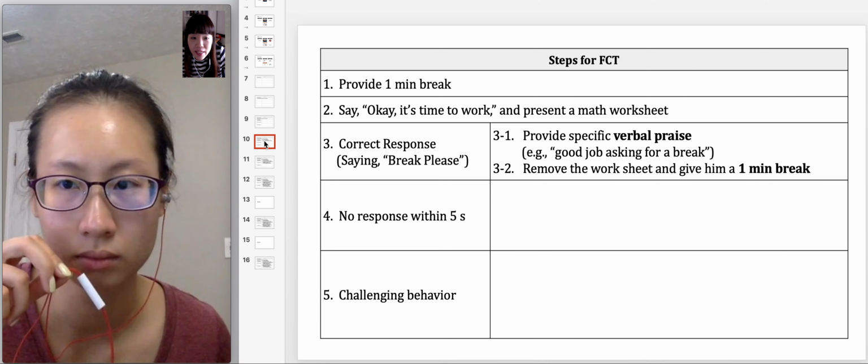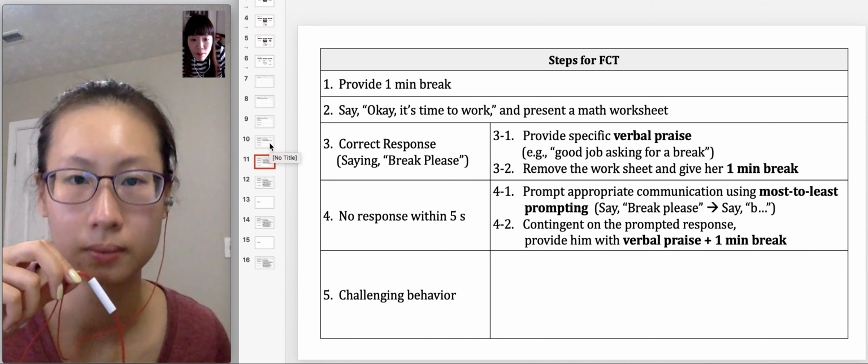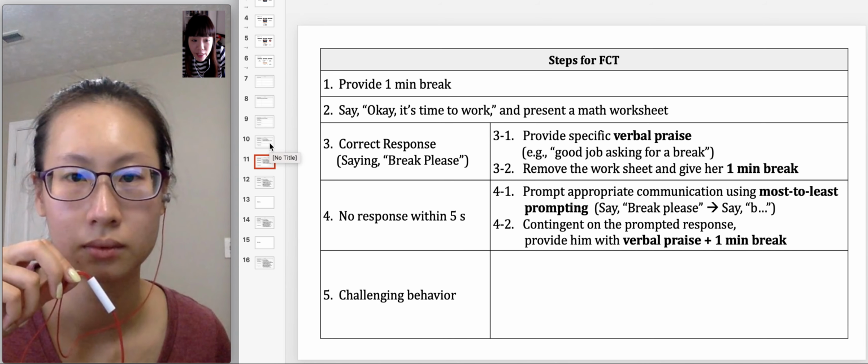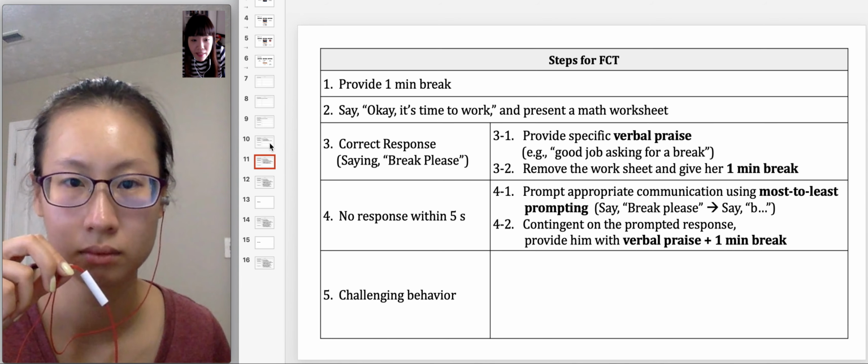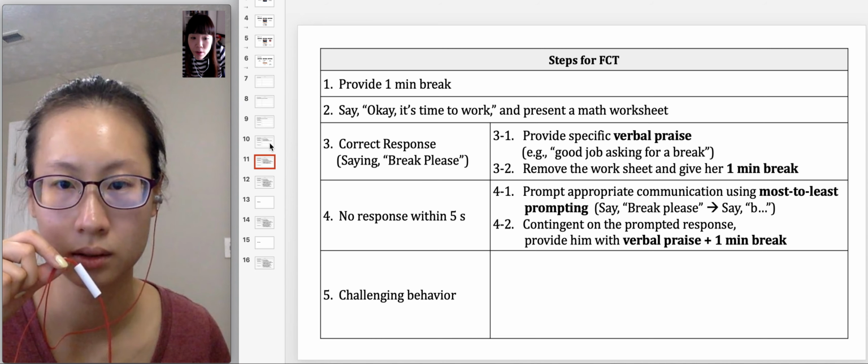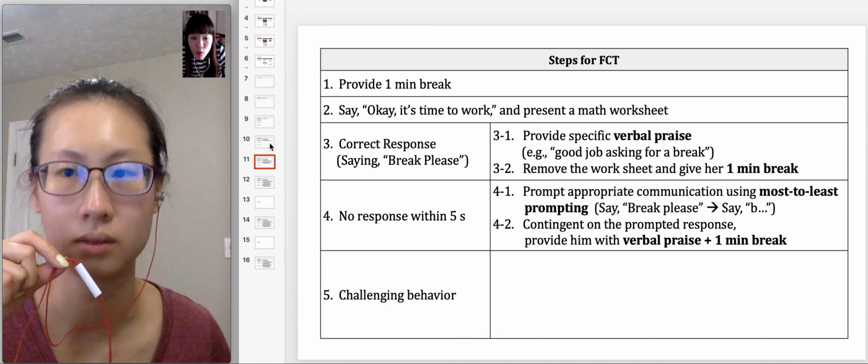If he didn't make any correct response after you present the worksheet, you can prompt the appropriate communication using most to least prompting. It can be full verbal prompting, like you can say break please, or you can pronounce only a part of the word, like saying boo. Contingent on the prompted response, you will provide him with verbal praise and a 1 minute break.